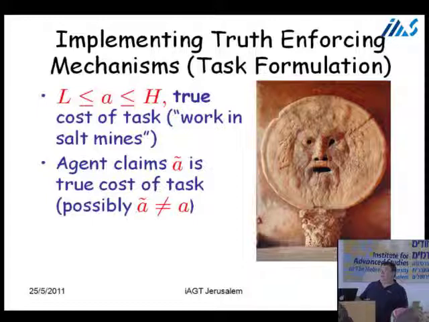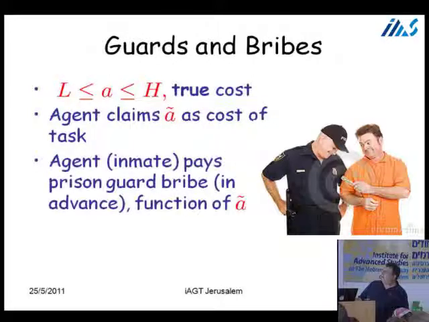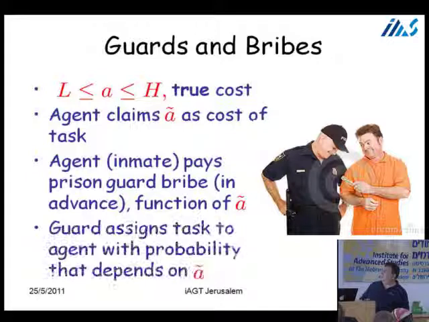And he wants this bribe to be his lot. Well, if you're interested, he actually wants to know how much he's going to get. So let's see this thing. There's a true cost, which is A. The agent claims some A tilde as the cost of the task. The agent pays the bribe, which is some function of A tilde. It's the same thing we had before.